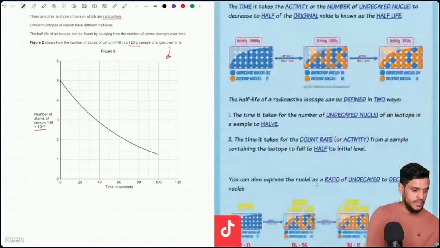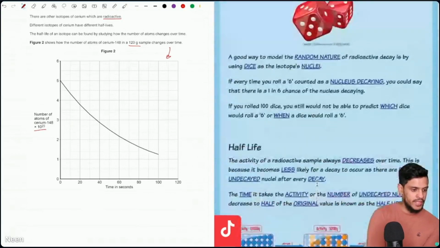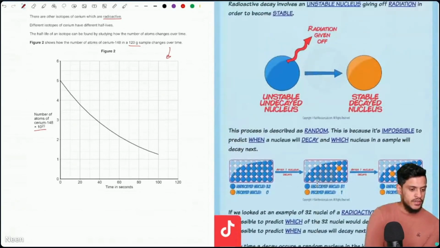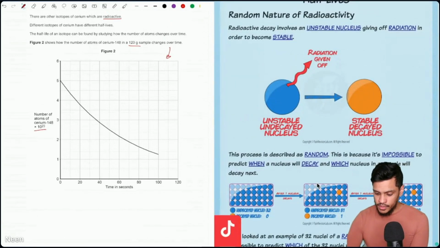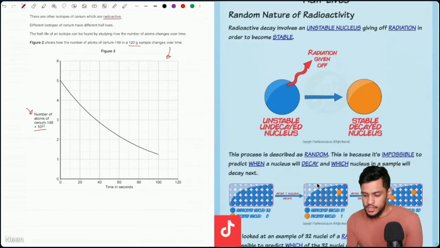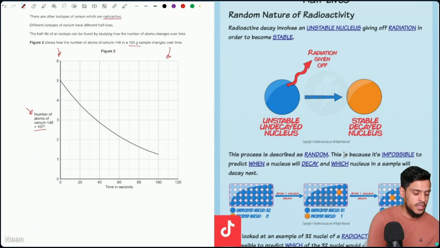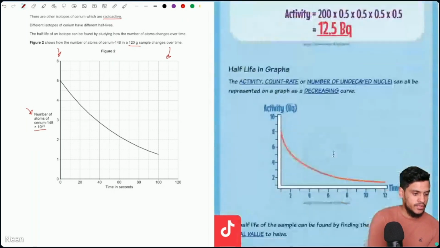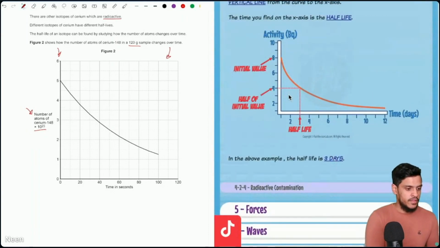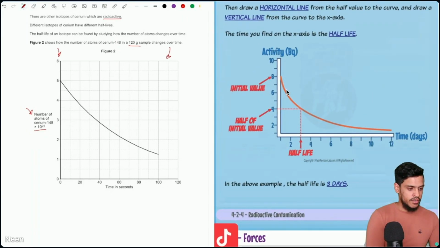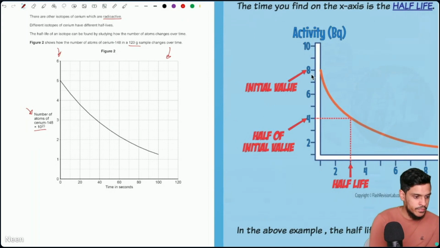So here, we've got it in the notes here. Half-life is the time it takes for the number of undecayed nuclei, so basically the number on the y-axis, to half. So the time it takes for it to half. So I've got example here with the graphs. So whenever you get a graph like this is what you got to do. You got to look at whatever the initial value is, go to half of it, get a ruler, go across, get a ruler, go down.